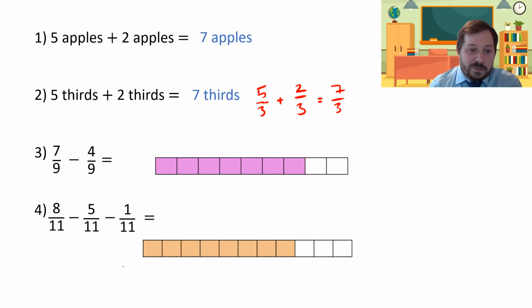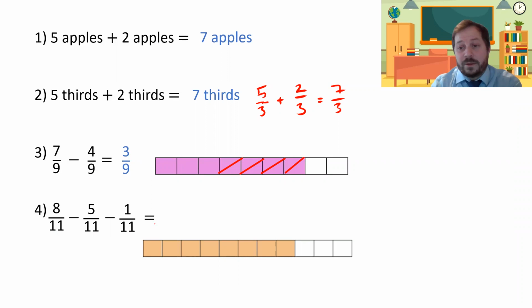Let's have a look at this in terms of 7 ninths minus 4 ninths. Here is 7 ninths. 1, 2, 3, 4, 5, 6, 7. And there's 9 in total. I'm taking away 4 of them, surprisingly enough. I just cross 4 out. What am I left with? Well, I'm left with 3. The ninths are still ninths. There's still 9 of them in total. We've just reduced the amount we have of them. And that's all we're doing. So 7 minus 4 is 3. We're just talking about them in terms of ninths.